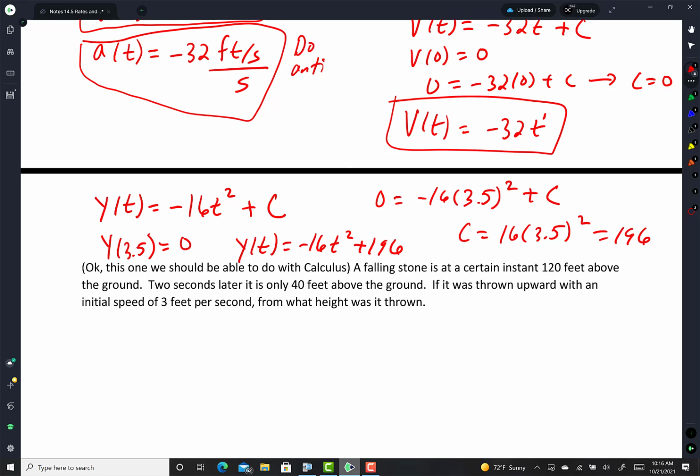Oh, and 196 squared was wrong. I want to know from where it was dropped. So that means I'm looking for my position at time 0. Does that make sense to everyone? So I'm going to write y of 0 equals 196. So that must be the height that I dropped it from. Oh, because I haven't dropped it at 0 seconds. Okay, yeah, that makes sense. It took me a second.